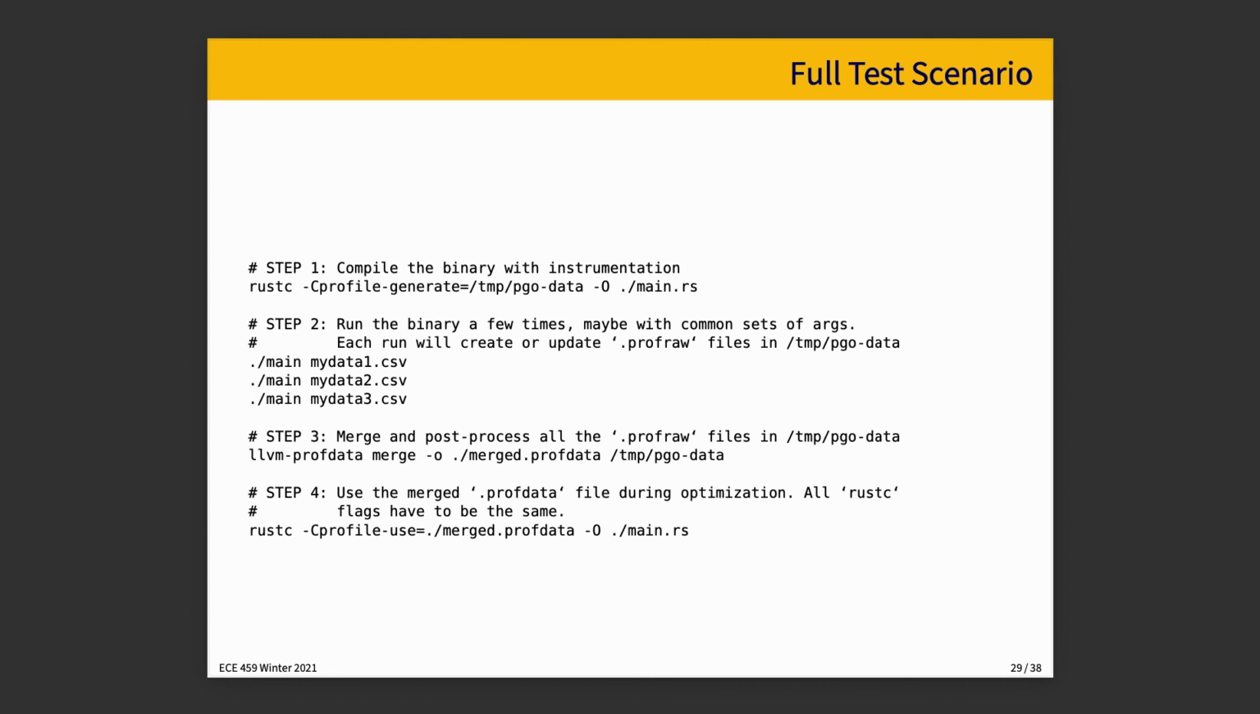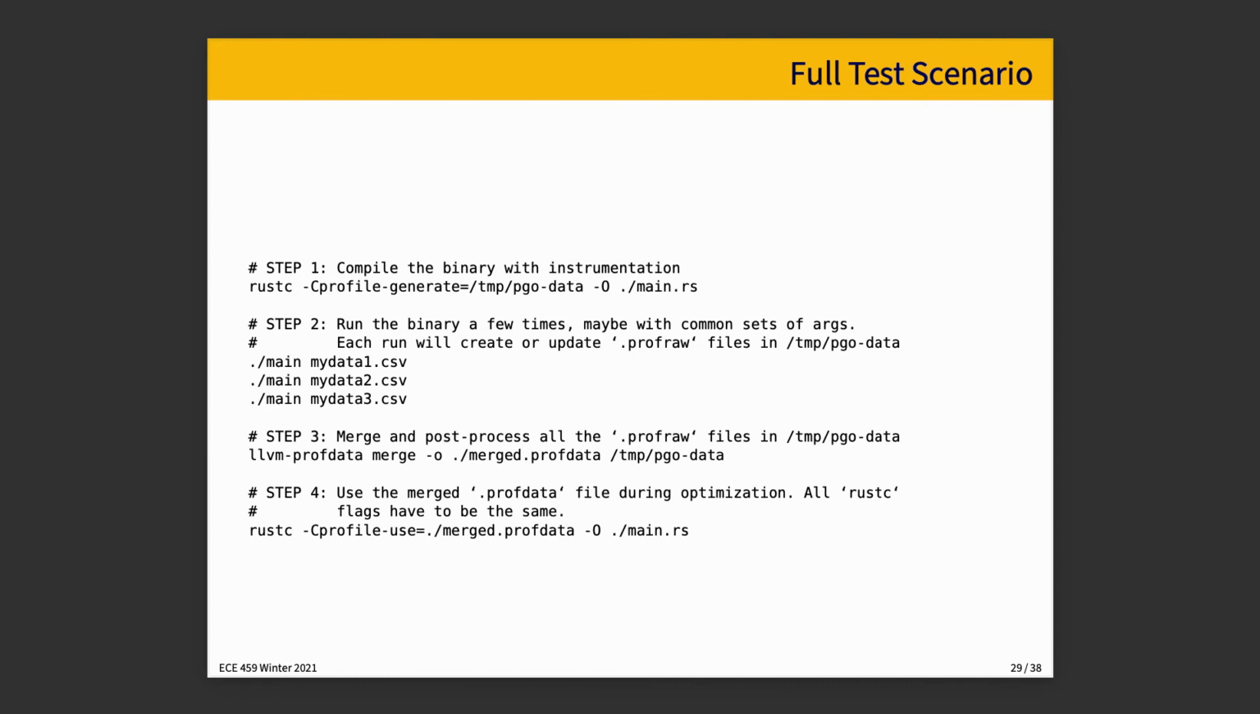So here is a full test scenario done in Rust using the command line tools. We will use rustc with the -C profile-generate flag and a destination for where we want the profiling data to go, and compile and run main.rs. Then we'll run the binary a few times with a few things, and they will generate profraw files in our temporary directory that we have suggested.